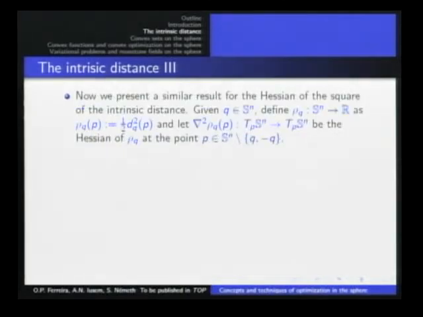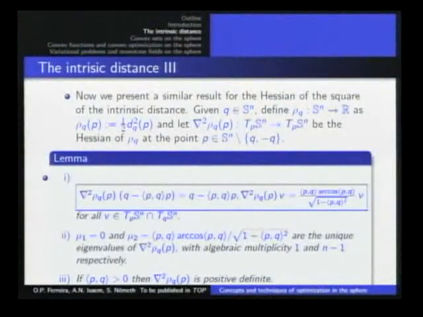And now we present a similar result for the Hessian of the square of the intrinsic distance. As you saw before, the distance is not differentiable at the same point and the antipodal point. It will be like the differentiability of the square of the norm at 0. Here I mean the norm at 0, but the square is always differentiable, so let's go with the square. And then I have a formula, which is this one.